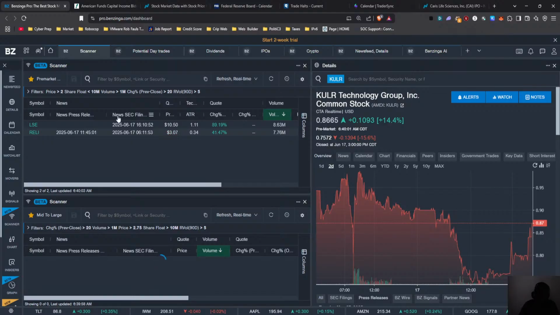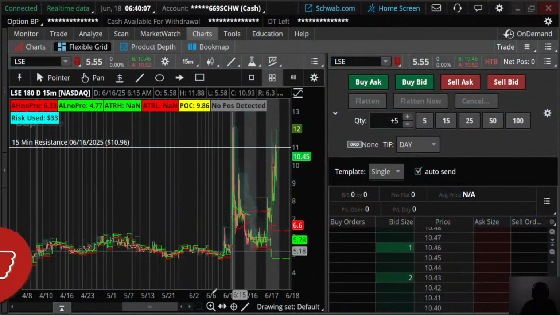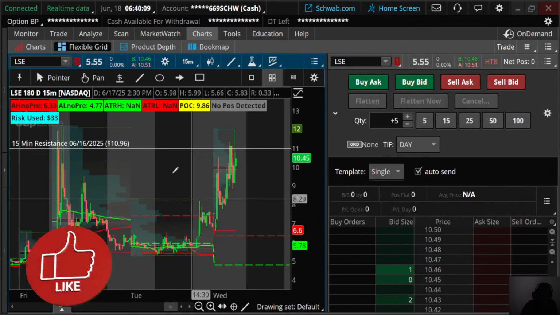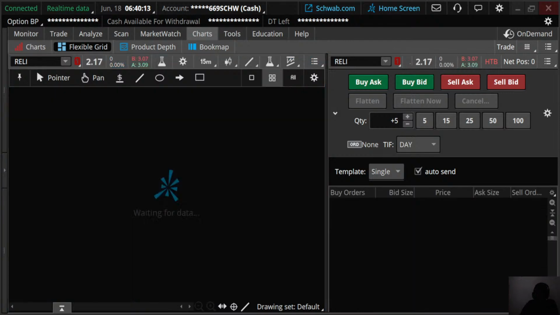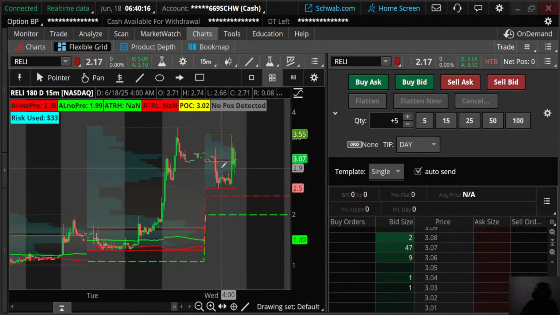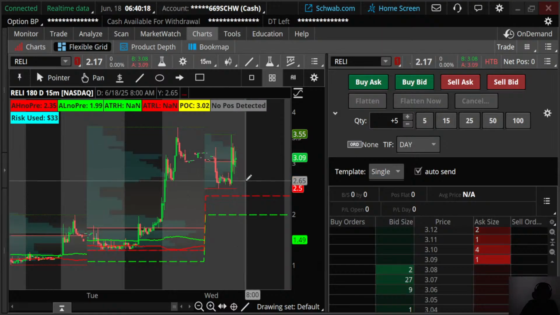All right, let's jump back over here to what we were looking at, LSE. LSE still struggling with this $11. Really? Just flat, man. Flat with a lot of wicks and definitely slowing down even more.